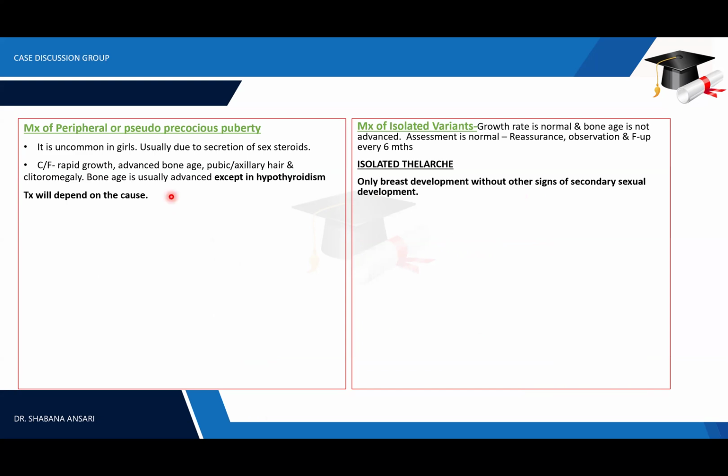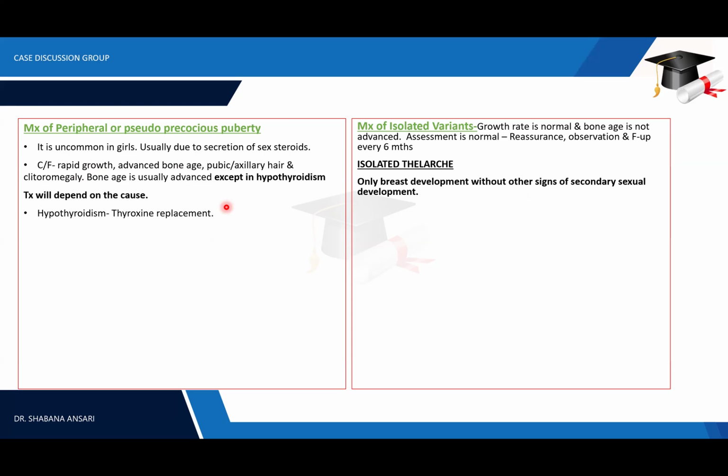So here, it is uncommon in girls and mainly because of the secretion of sex steroids. There is rapid growth, advanced bone age, pubic or axillary hair and clitoromegaly. Bone age is usually advanced except in hypothyroidism. Treatment will depend upon the cause.